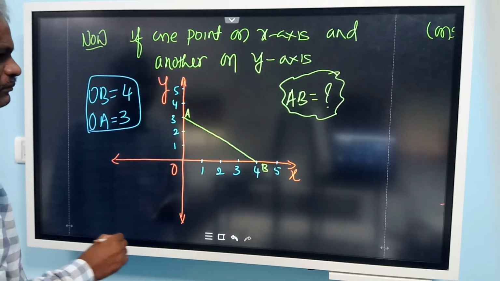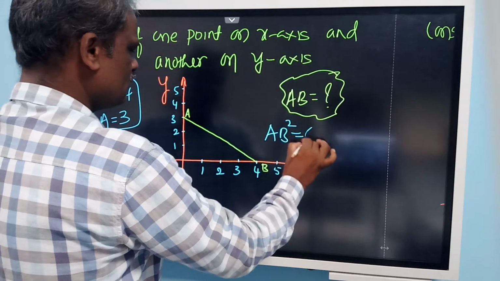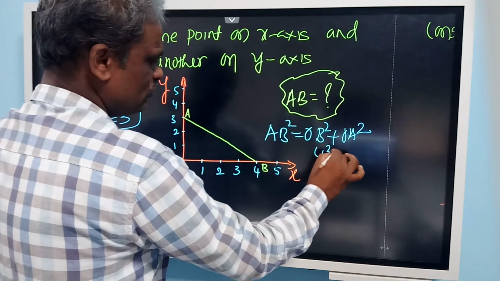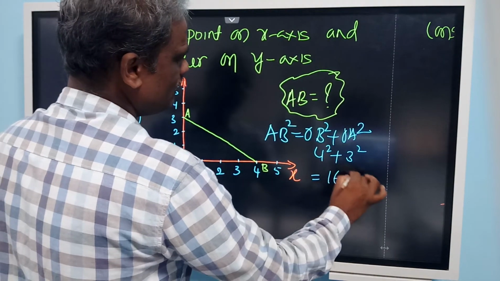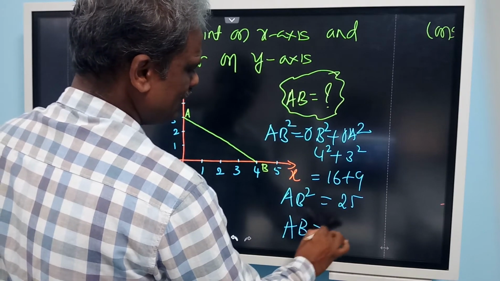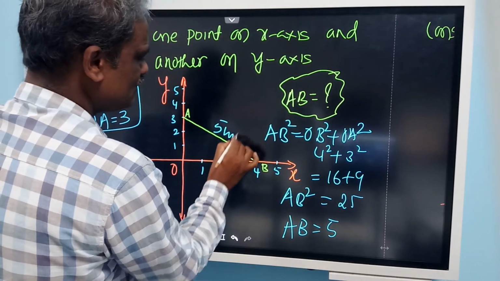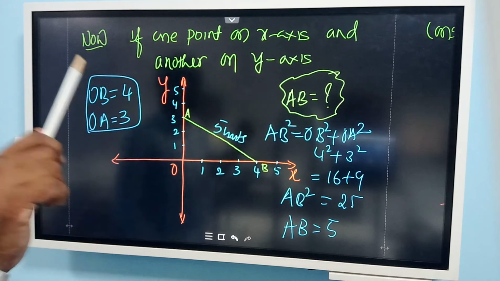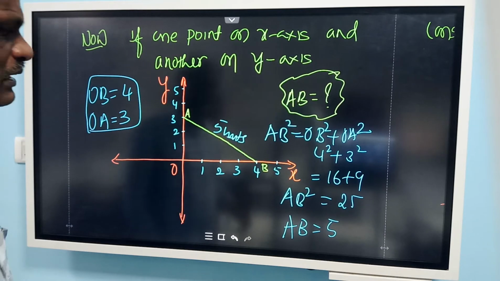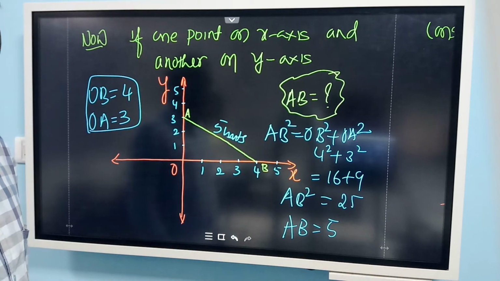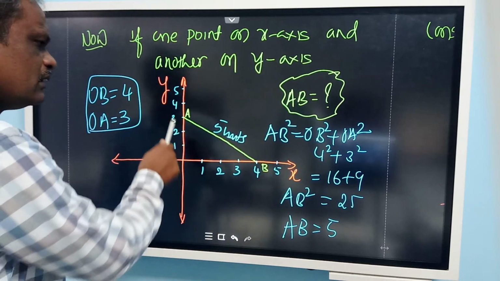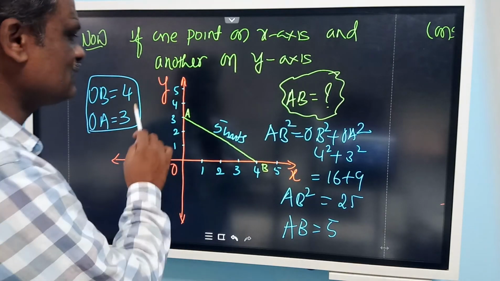So use the Pythagoras theorem. What is the Pythagoras theorem? AB square is equal to OB square plus OA square. OB square, 4 square, plus 3 square. So 16 plus 9, so it is 25. So AB square is 25, which means AB is equal to 5 units. So you will find this 5 units. Okay. So if one point lies on the x-axis, another point lies on the y-axis, then also you can use Pythagoras theorem. You can find out the distance between the 2 points AB. Easy to find out. You can find OB, you can find OA, then apply Pythagoras theorem. Easily you can find out. This is the third situation.